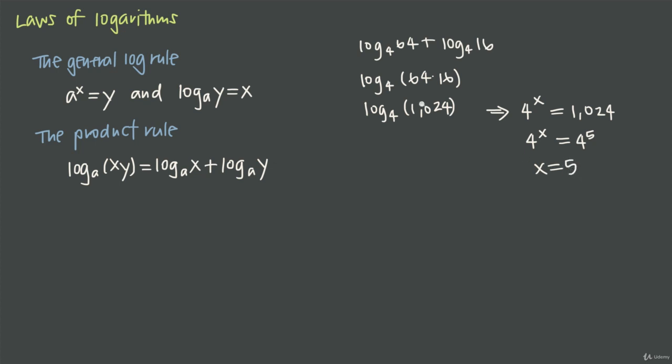And what that tells us then is that this value right here, log base 4 of 1024, is equal to 5, which also tells us that log base 4 of 64 plus log base 4 of 16 is also equal to 5, since this simplified version is exactly the same as the version that we started with. So we found that this expression we were given has a value equal to 5 by using the product rule and the general log rule together.